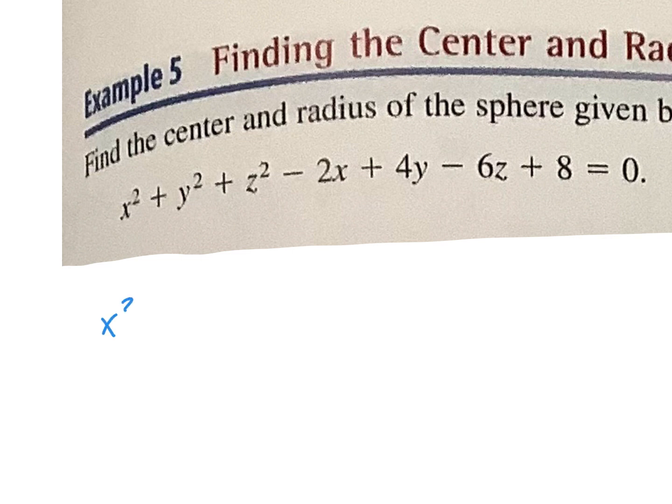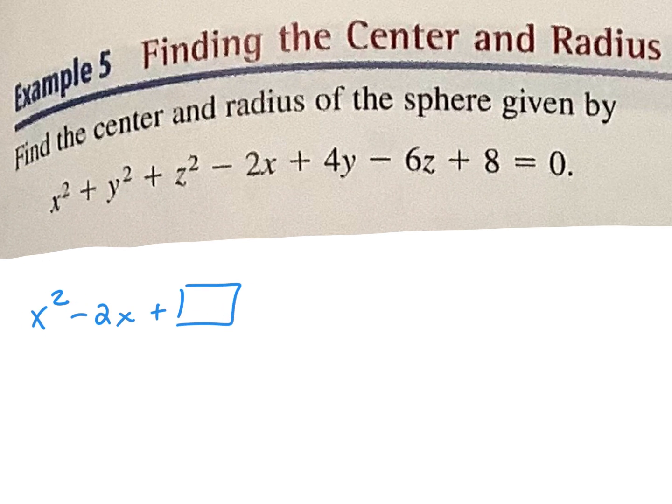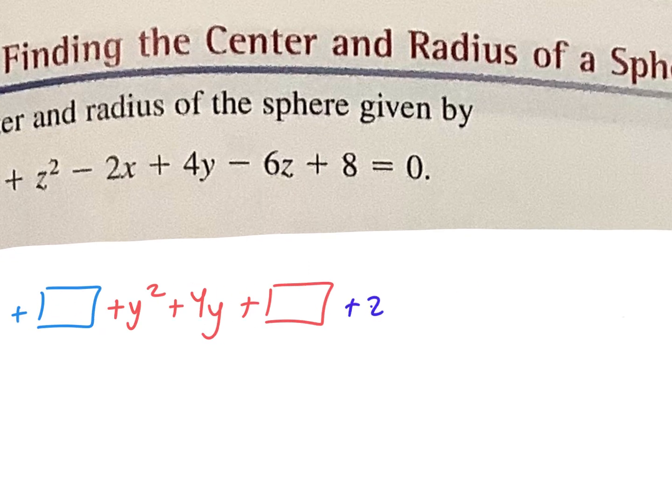I have x squared. What goes with x squared? Okay, so minus 2x, and I'm going to leave a space. Then I'm going to pull my y's together. So I have plus y squared plus 4y plus, I'm going to leave a space. Remember, it's always plus because when we complete the square, you're going to square the number. And then the last thing I have is my z's. What do I have for z? Z squared minus 6z plus, leave a space. And what do I do with that 8?